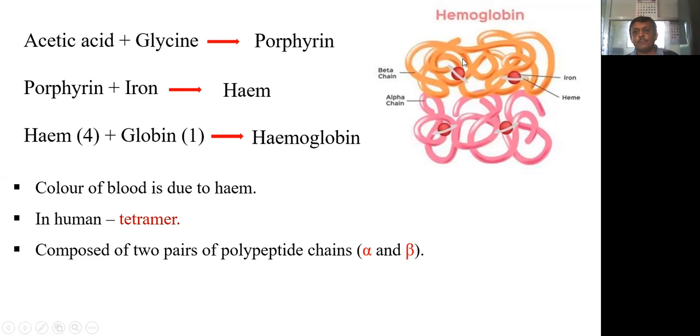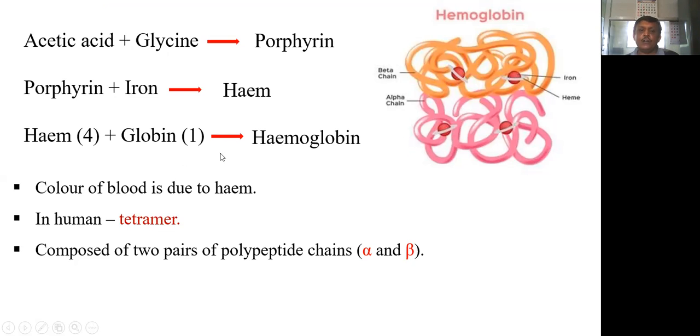So this is a pair of beta chains, this is a pair of alpha chains, and these are four heme molecules. Now look at this. In the heme molecule, this red color is iron, and around the red color, like a ring, is the porphyrin ring. So this iron plus porphyrin ring produces heme. And there are four such heme molecules present in one hemoglobin.